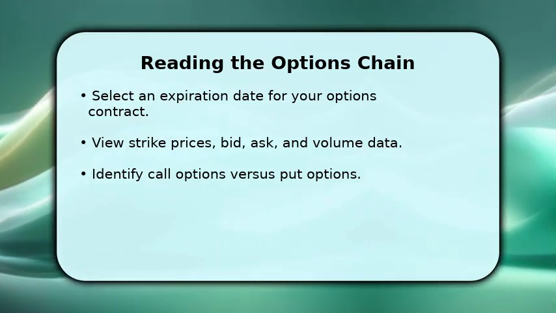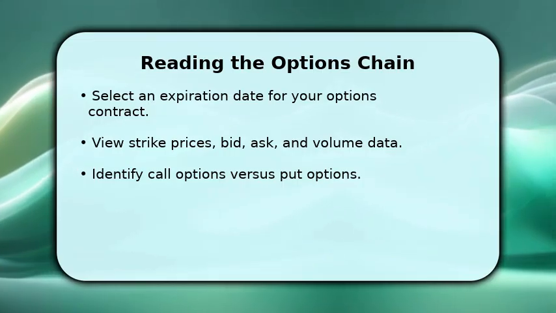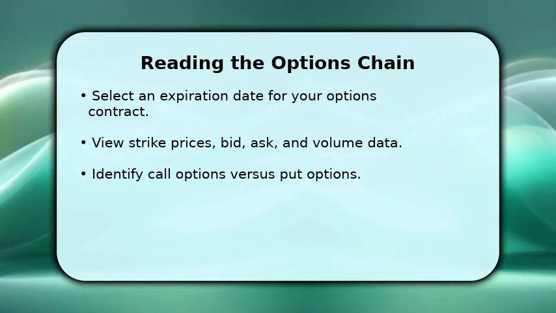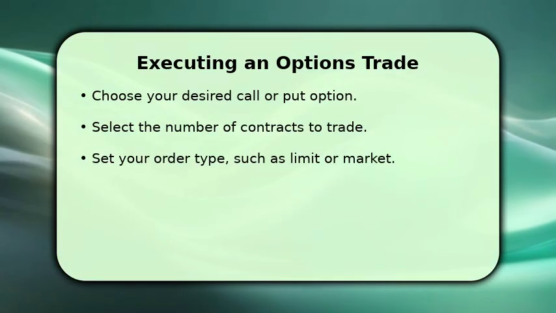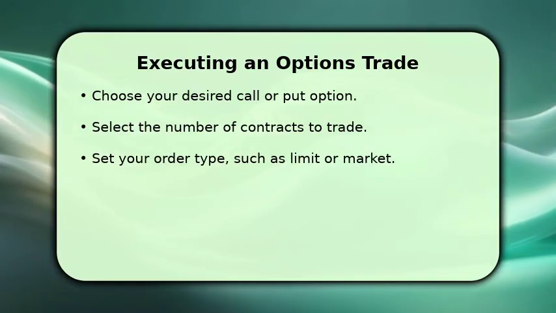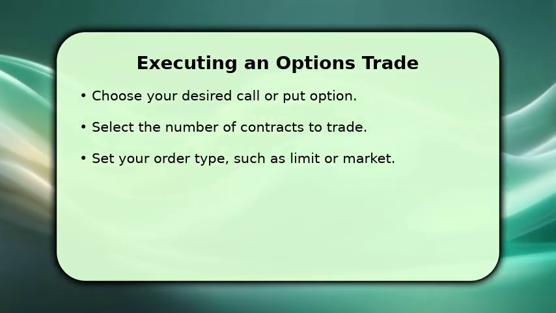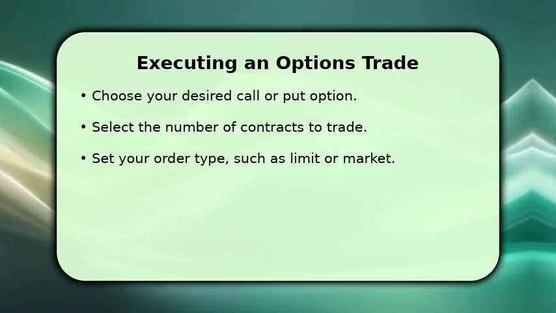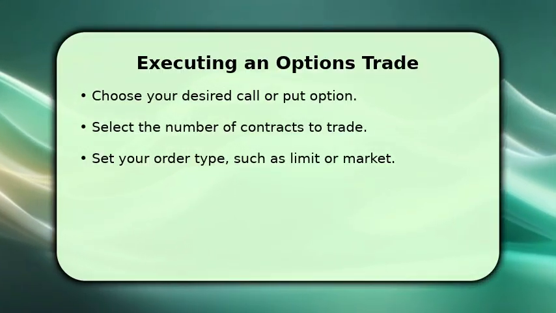Remember, call options give you the right to buy, while put options give you the right to sell, both at a specific price. To place a trade, tap on the specific call or put option you wish to execute. You'll then specify the number of contracts you want to buy or sell.